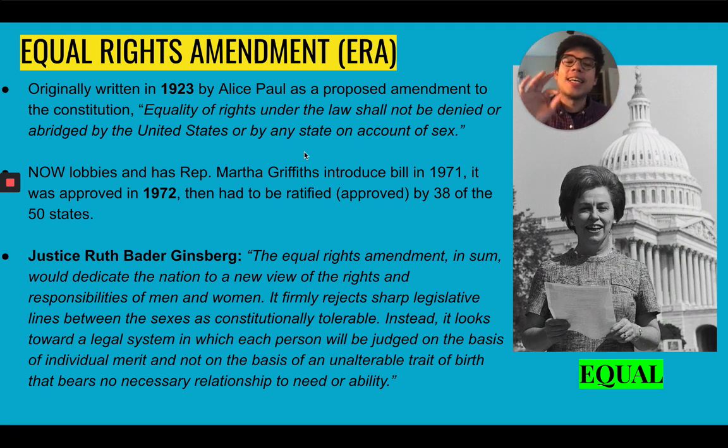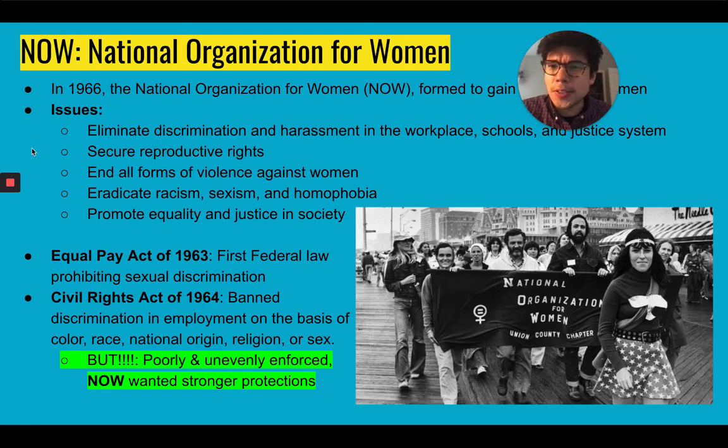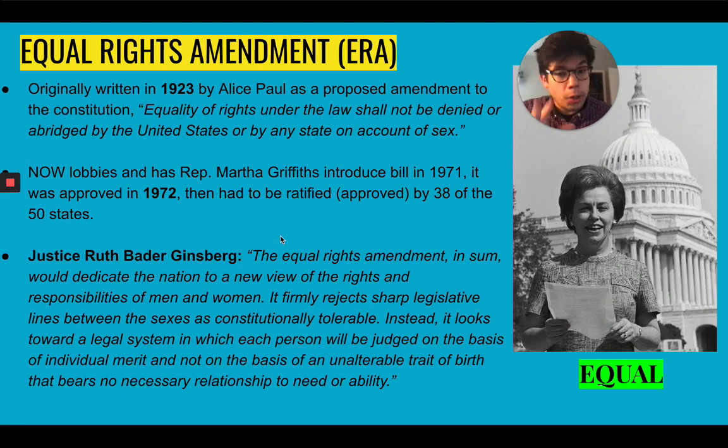So finally, 1971, Representative Martha Griffiths, with the help of NOW, that organization we just talked about. Can I go back? Oh, tight. We just went backwards in time. NOW, right? Their whole thing was lobbying and trying to get politicians to pass the Equal Rights Amendment. Well, it works in 1971. It's approved in 1972.